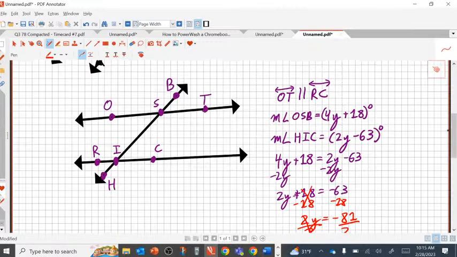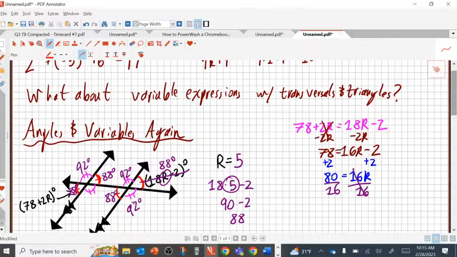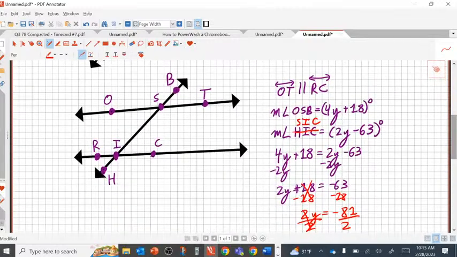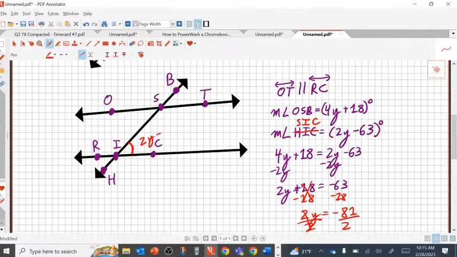I was hoping, in my memory, this problem was different. I wonder, guys, does it work if we change that to the measure of angle SIC? Can we try that? Honestly, I have no idea if this is going to work because I wrote this a long time ago. What if we make it SIC instead of HIC? So this angle here is 2y minus 63 degrees. And this angle here is 4y plus 18.